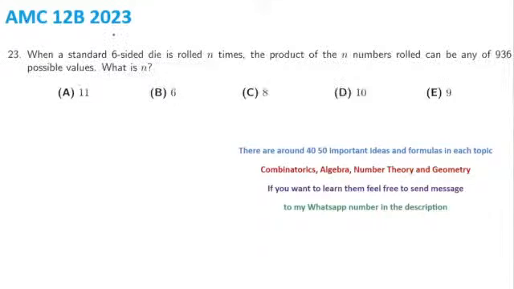AMC 12B 2023, problem 23. When a standard 6-sided die is rolled n times, the product of the n numbers rolled can be any of 936 possible values. What is n?